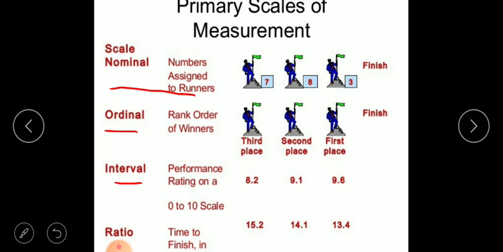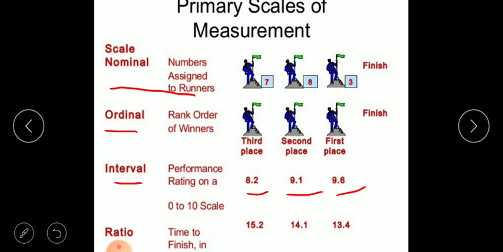The third type of data, that is interval data: suppose after finishing the race, there were judges who have given them points out of 10. On a scale of 0 to 10 they have rated them. So a performance rating was done, and they have given 9.8 for the person who finished first, 9.1 out of 10 for the second person, and 8.2 out of 10 for the third place person. This does not have an absolute zero, and that is why this comes under the interval scale.